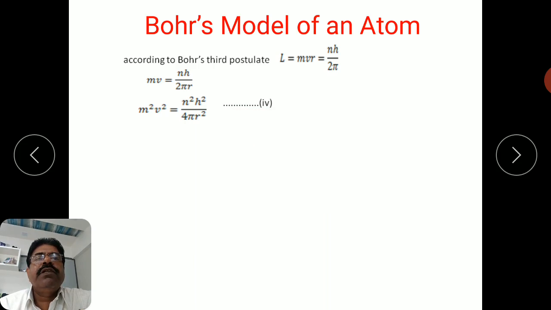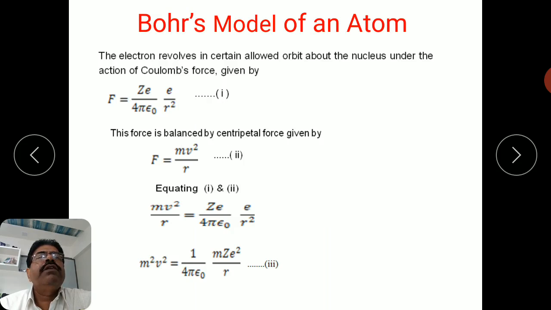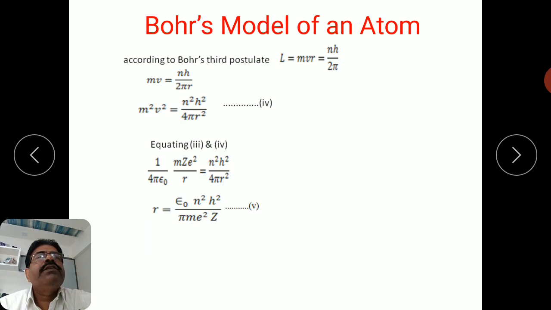Earlier we derived equation 3, and there also we have the term m square v square. If you equate this m square v square in equation 3 and equation 4, what we get is 1 upon 4 pi epsilon 0 into m Z e square upon r is equal to n square h square upon 4 pi square r square. If you rearrange the terms to find the equation for r, what you get is r is equal to epsilon 0 n square h square upon pi m e square Z. Suppose this is equation number 5. So we have derived this equation for r, where r is the radius of the orbit.